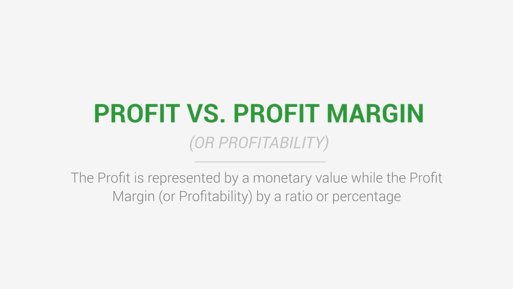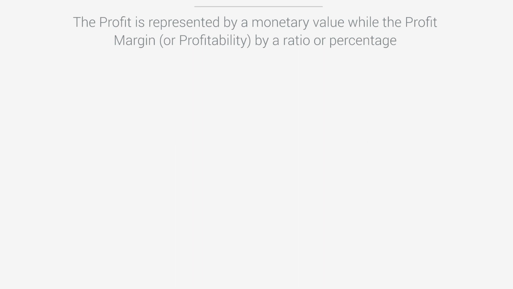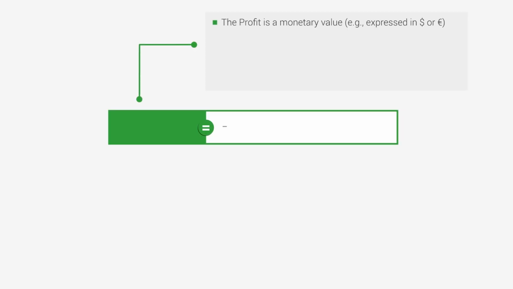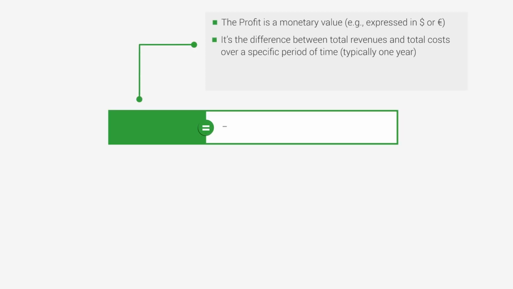When discussing profit, there are two concepts which it is most important to know. These are profit, also called net profit, and profit margin, also called profitability. The two differ in that profit is given as a monetary value, whilst the profit margin or profitability is given as a ratio or a percentage. Profit is calculated as the difference between total revenue and total cost over a specific period of time, typically 1 year. In effect, it answers the question of how much revenue is left after costs are subtracted.